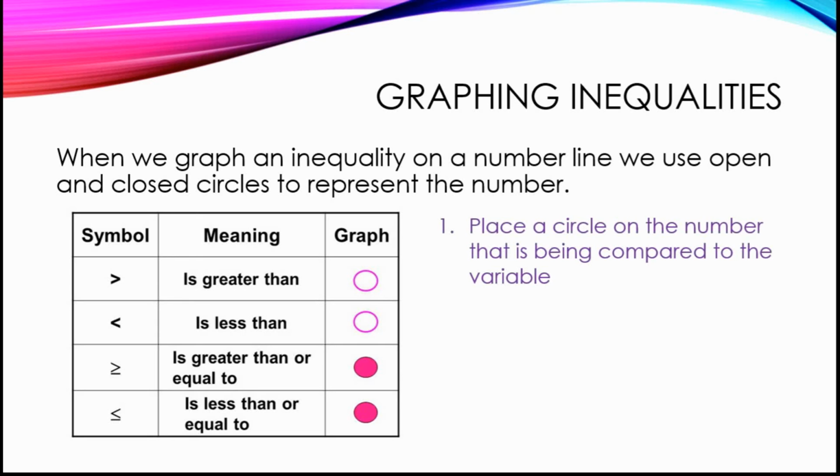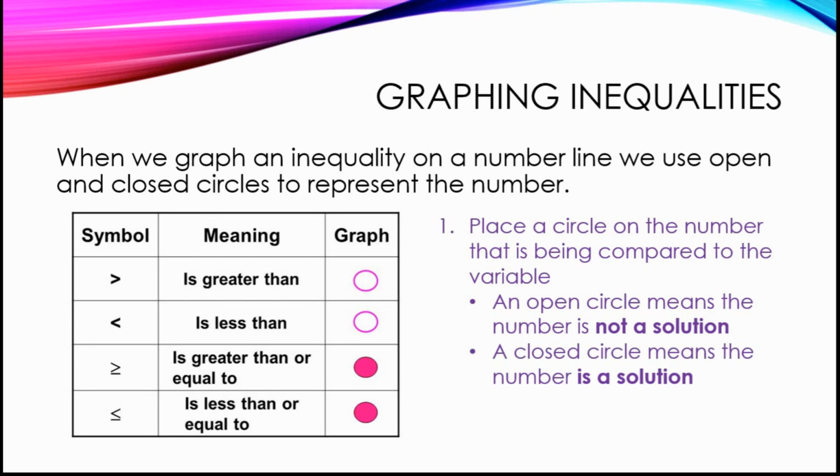So the very first thing we want to do is place a circle on the number that we're comparing the variable to. Like I just mentioned, if it is an open circle, it means it is not a solution. So for example, if you have x is less than 5, 5 would not be a solution because 5 is not less than 5. However, if you have a closed circle, that means the number is a solution. So if you have x is less than 3, that one cannot have 3 as an answer. But if you have x is less than or equal to 3, 3 is a possible solution.